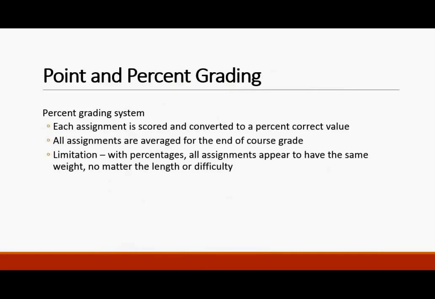Percent grading system. Each assignment is scored and converted to a percent of correct value. All assignments are averaged for the end of course grade. The limitation with this is that with percentages, all assignments appear to have the same weight, no matter the length of the test or the difficulty. And so it's important to understand the effort and time and attention that your students put into a test, and have assignments appear to have different weights, so that students know where to focus their attention and energy.